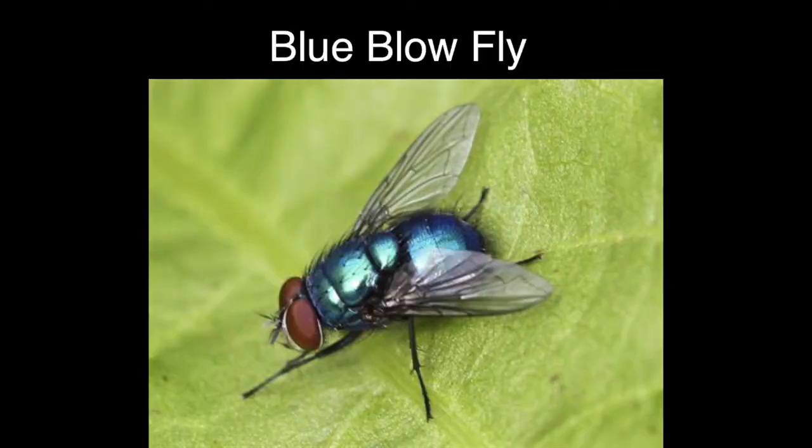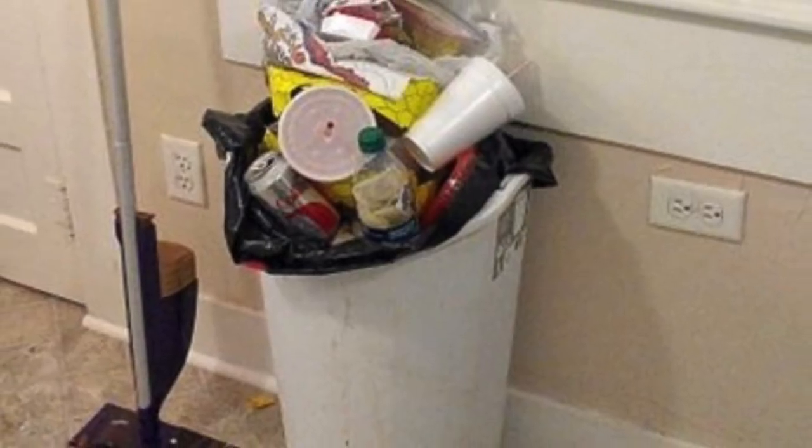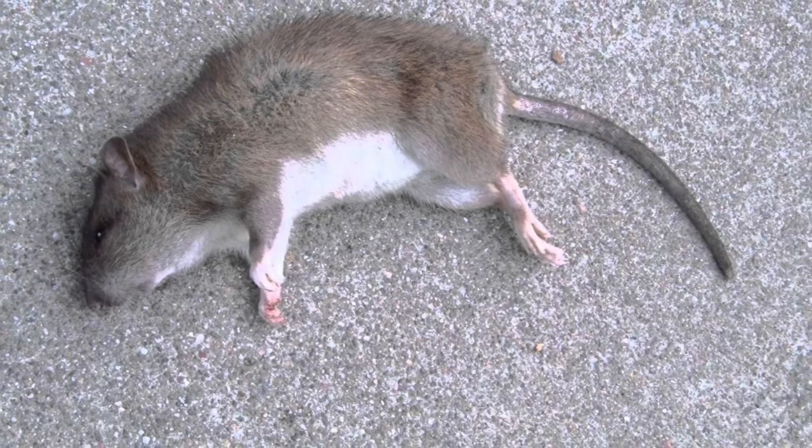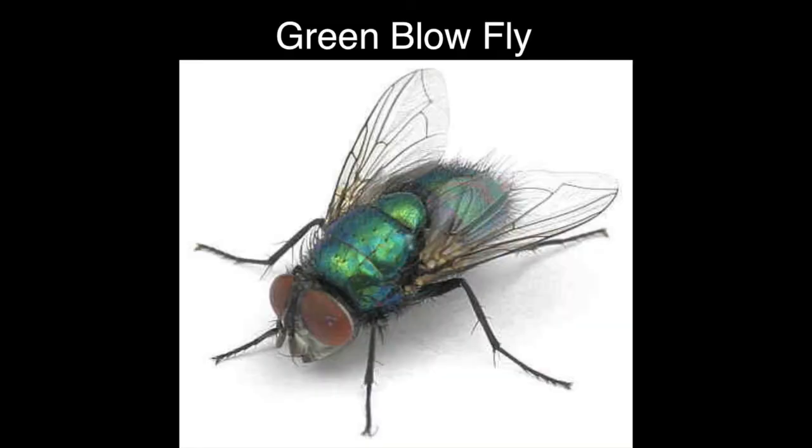Several other fly species occur in and around human habitations and are a particular nuisance. One of those is the blue blowfly. The blue blowfly can be commonly found on dying and decaying flesh of a dead animal or in garbage. Here's a photo of a green blowfly. Both the green blowfly and the blue blowfly will come from either garbage or dying and decaying flesh.